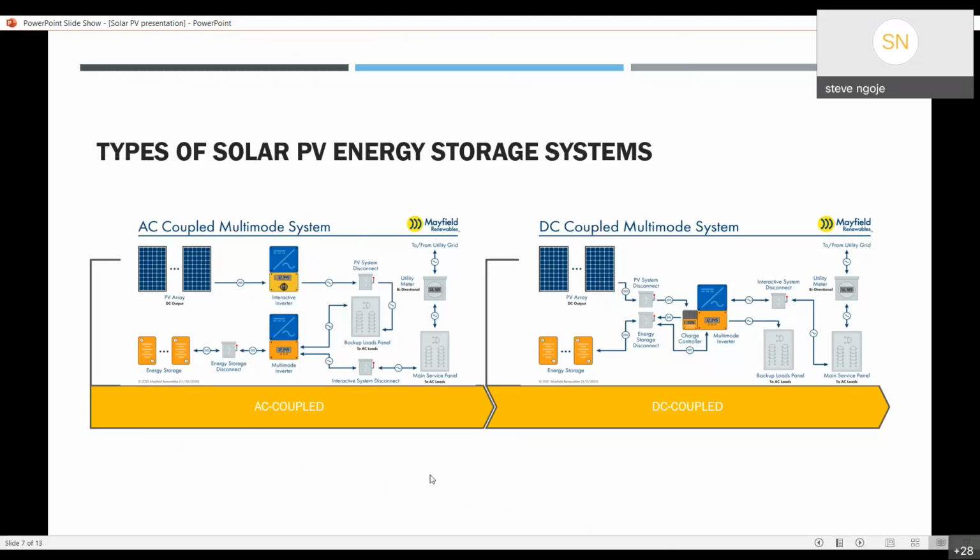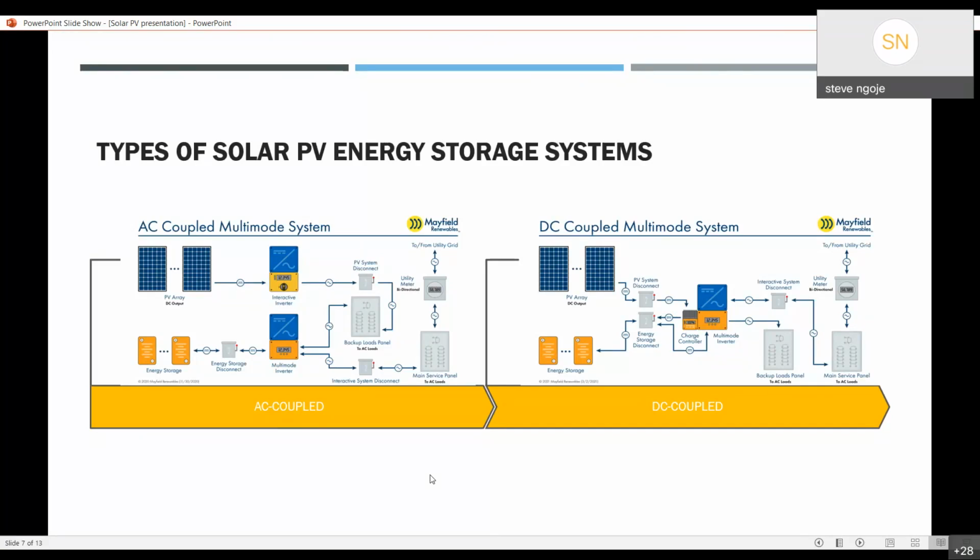On the next, just next to it, is the DC coupled system. In the DC coupled system, if you follow from the PV array, you see it first goes to the charge controller, and then from the charge controller to the batteries, and then from the batteries it goes to the multi-mode inverter. So in this case, most of the generated power usually passes through the batteries until such a time when the batteries are fully charged.